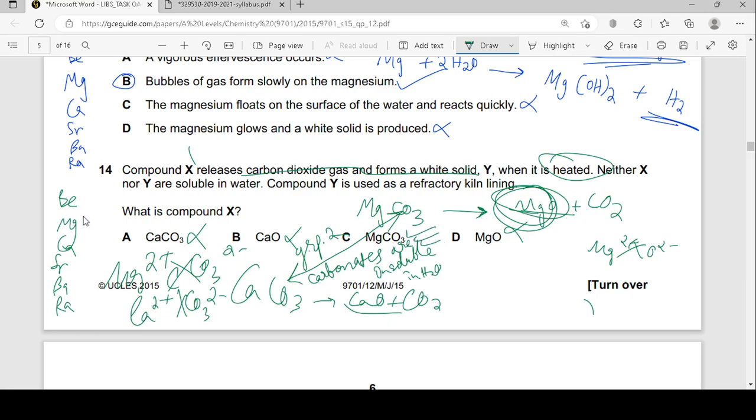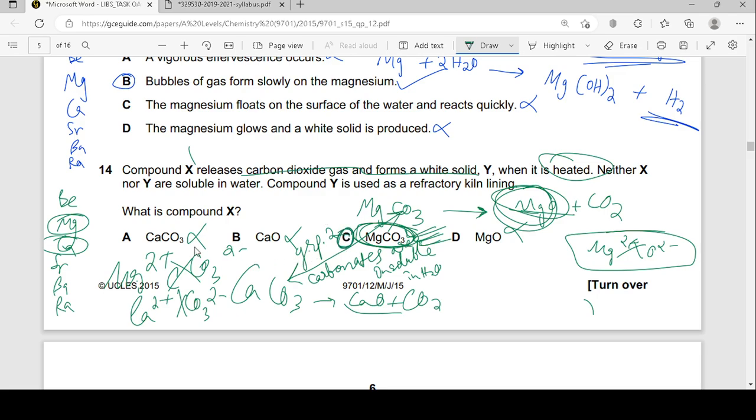If you think that Mg is here, it has a high charge density compared to Ca, which is lower down. So, CaO, I'm pretty sure, is also used as a refractory kiln lining, but MgO, I remember studying that it's used as a refractory kiln lining. So I would say that MgCO3 would be your answer, because MgCO3 is X, MgO is Y, okay? And neither X nor Y are soluble in water. Yes, Mg2+ O2- MgO, that is very strong, so it's not soluble in water.